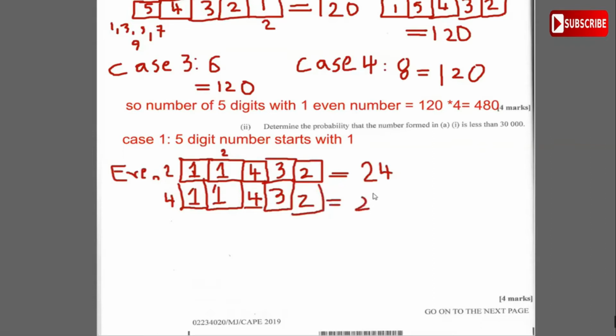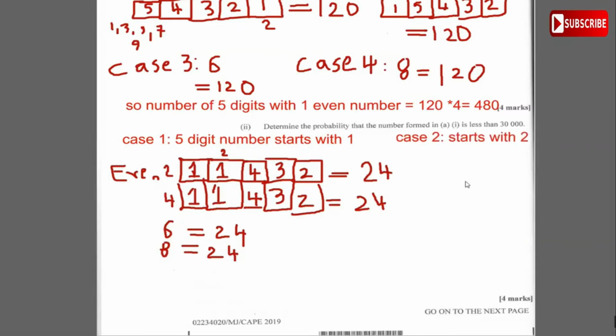So pretty much, when the even number is 6 and when the even number is 8, you're still going to get 24 and 24 ways. So that's for case 1. Now let's look at case 2. Case 2 is if the 5-digit number starts with 2.